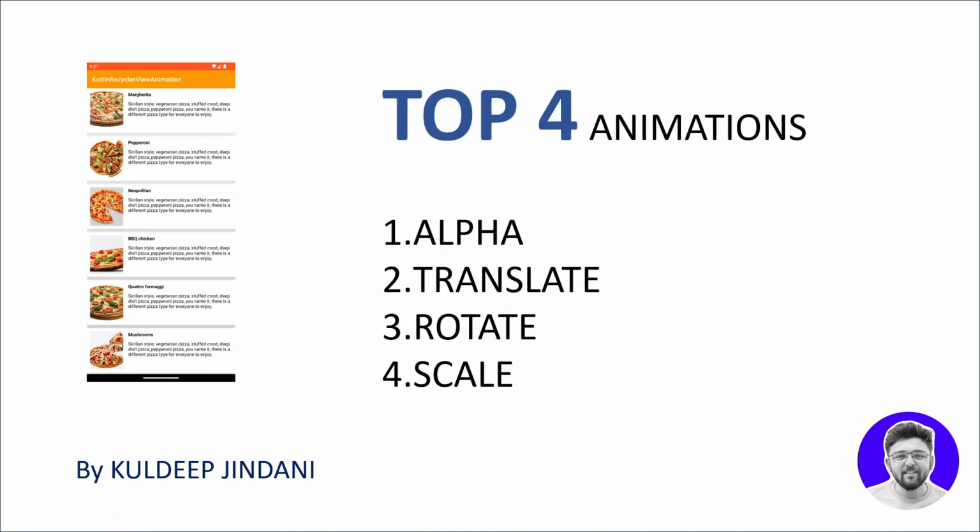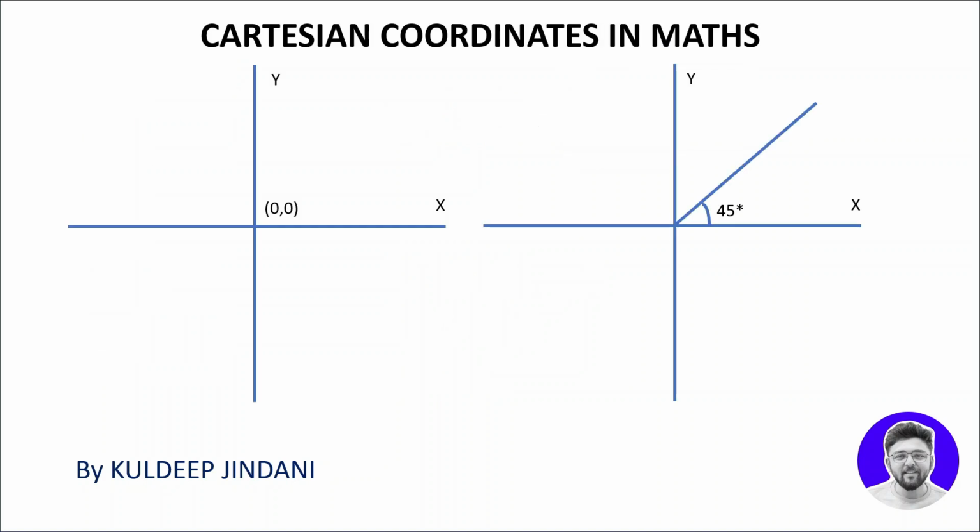Before moving forward with these animations, let's have a look at the Cartesian coordinates. In the left figure, you can see the vertical axis is the y-axis and the horizontal axis is the x-axis. The initial coordinate between these two axes is 0, 0, so the value of x and y is 0. And in the right figure, you can see an angle of 45 degrees, which we will use in the rotate animation.